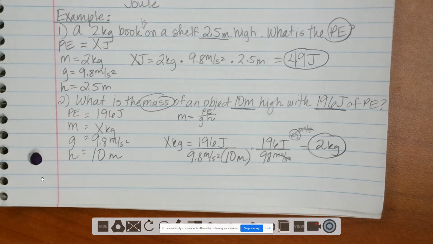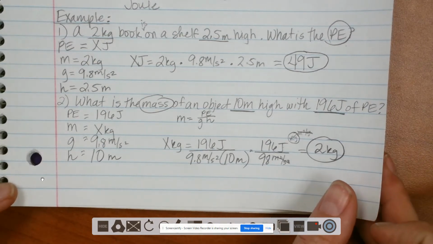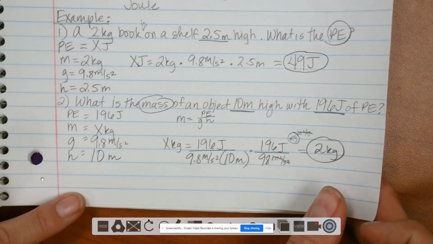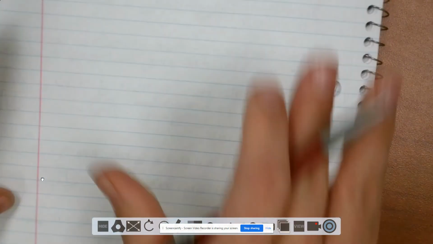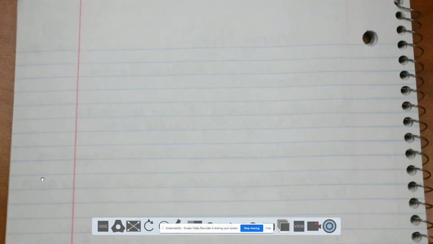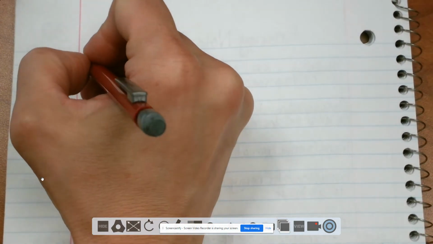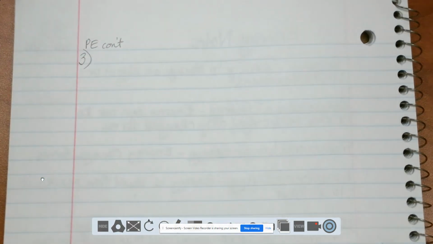Okay, so I'm going to do one more where we look for height. It would be really great if I could squeeze it in there and not have to go on to the next page, but I don't think I can. So I am going to go to the next page and do one more for potential energy before we move into kinetic energy, which is a tiny bit harder, but I think y'all will be fine. So potential energy, we're going to do one more. I'm going to say PE continued. And I might move on to a whole new page for kinetic energy so they don't get mixed up and make it harder.